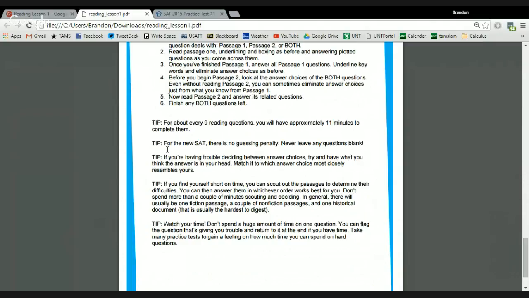Now, watch your time. Make sure you don't spend too much on one question. You can always circle the question or flag it. I like to circle the question number if I have trouble and go back to it. But it takes practice. Take practice tests and make sure you have a good feeling of how much time you should take reading a passage and answering the questions based on the tips we have provided.